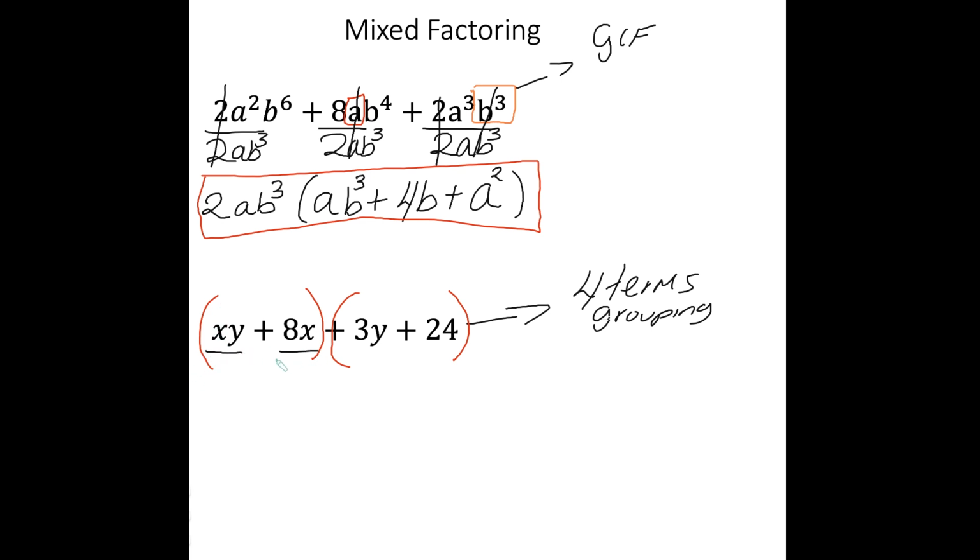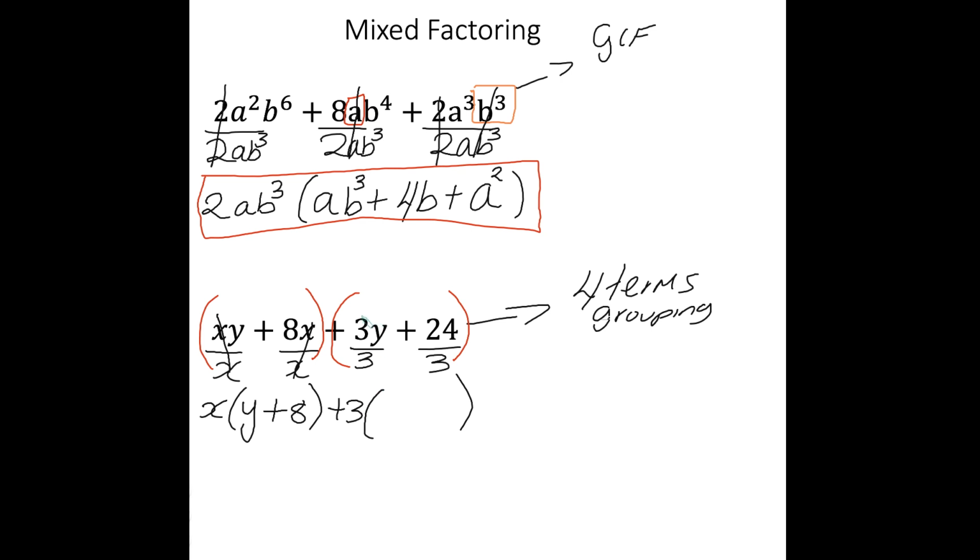So for my first grouping, I see they both have x in common. So their GCF is going to be x. So there's my x. Inside, I'm going to divide. This cancels, y. This cancels, plus 8. Moving on to my next grouping, I see my coefficients are 3 and 24. The greatest number to divide those is 3. Remember, you must have an operator separating. So because my leading coefficient was a positive, that's going to be a plus 3.